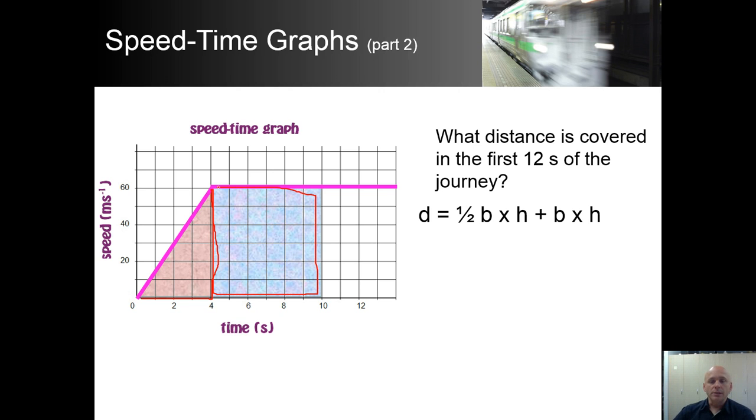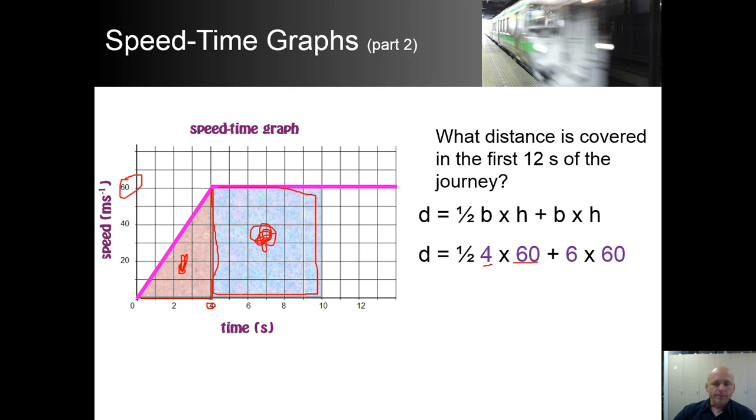So the distance is going to be 1/2 base times height of this triangle right here, plus base times height, the base and height of that rectangle. So we put in our values. For the triangle, it's got a base that goes from 0 to 4, so that's our base. And it's got a height that goes from 0 to 60. That's what we've got here, 4 and 60. 1/2 times 4 times 60.